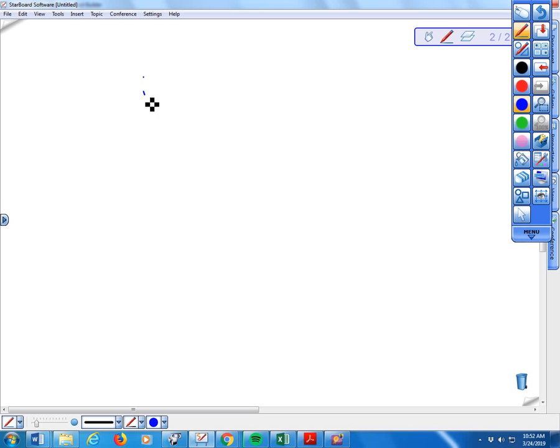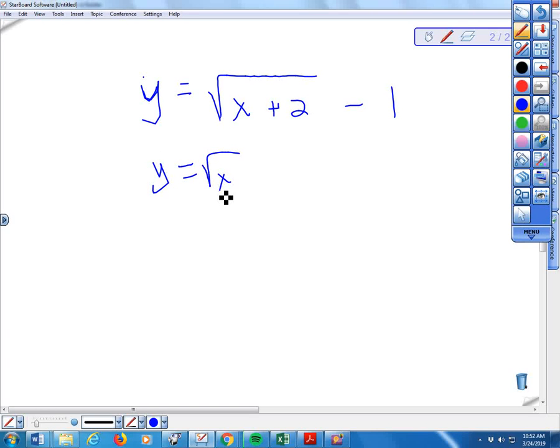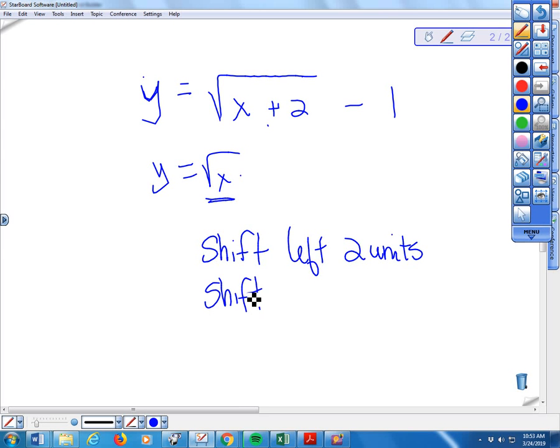Let's see if I can get my board to work. Y equals the square root of x plus 2, come on, marker, minus 1 from the graph of y equals the square root of x. This just says describe. You don't have to graph it. I just want in words, how do I go from this graph to this graph? So what I would do is I would take this graph, I would shift left 2 units and shift down 2 units.